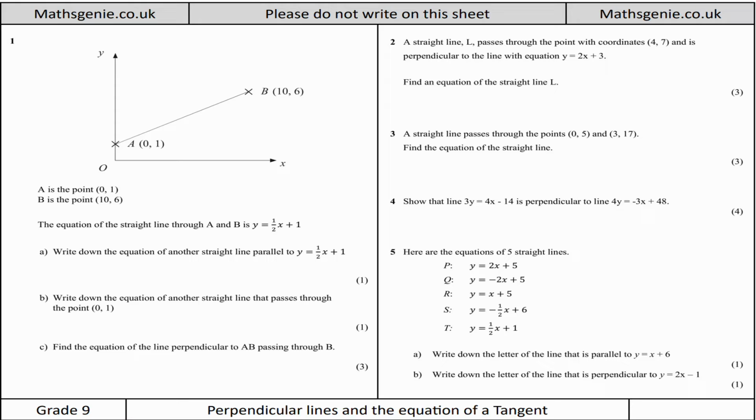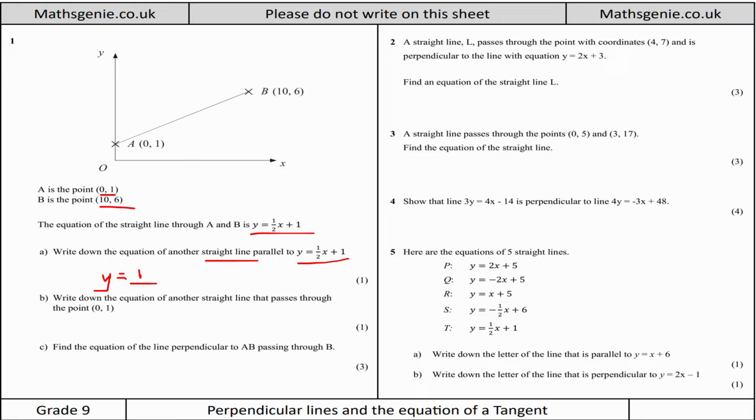A is the point (0, 1), B is the point (10, 6). The equation of the straight line through A and B is y equals half x plus 1. Part A. Write down the equation of another straight line parallel to this equation. So parallel means it has the same gradient, so the same coefficient of x, but a different value of c from my equation y equals mx plus c.